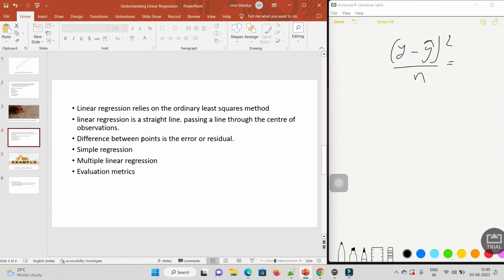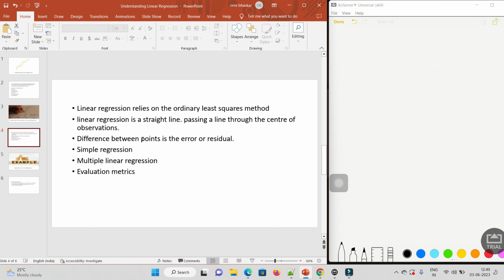This is our mean square error. Next, there is one more metric which we commonly use for linear regression.